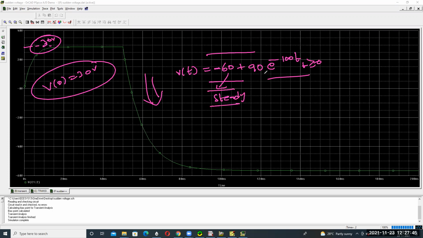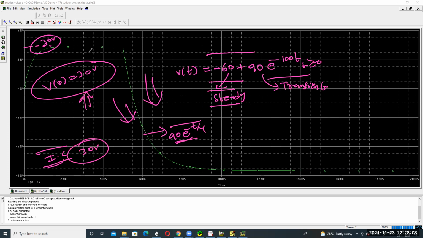Steady state response. This is called the transient response, which is exponentially decreasing: 90 into e power minus t by tau. This exponential is decreasing, and this is the initial condition. The voltage across the capacitor is 30 volts. Also this is the switch A position, and this is the switch B position after the switching action at 50 milliseconds. After 50 milliseconds, we will get this type of response.